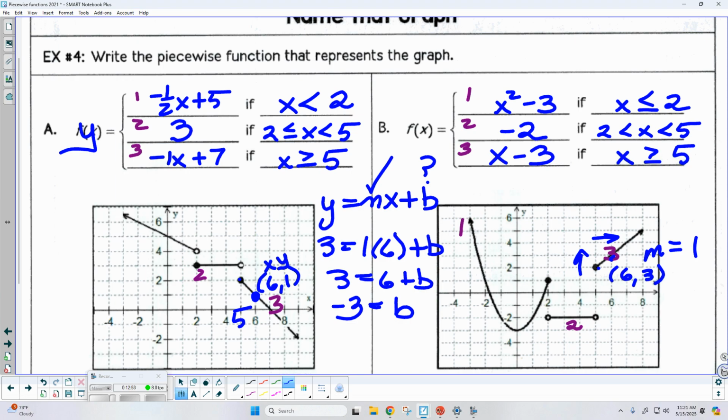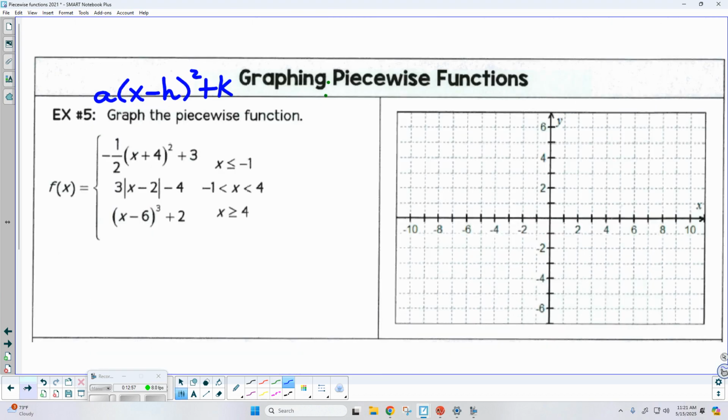All right. Well, here we were given the graph and we were writing the piecewise function. This time we're given the piecewise function and we want to go ahead and sketch the graph. Okay. So graph the piecewise function. This one contains a quadratic, an absolute value, and a cubic.